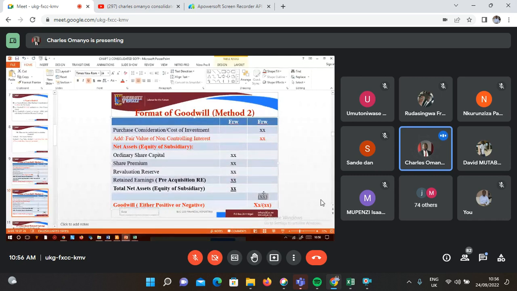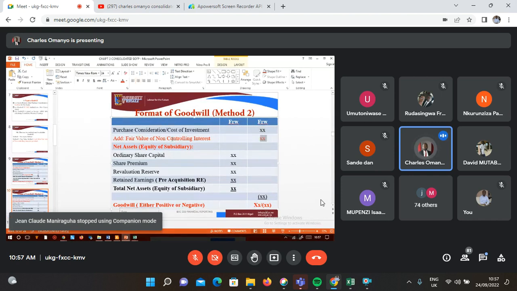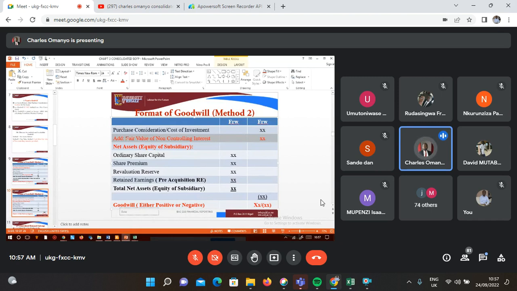Why do we do that? The 100% is both the amount of the parent and the non-controlling interest. Because we added the fair value of non-controlling interest here, it makes this 100%. If you add non-controlling interest plus what you paid, maybe 80%, it becomes 100%. So when you're using method 2, the total net assets is assumed to be 100%, and that is what you subtract from this total.